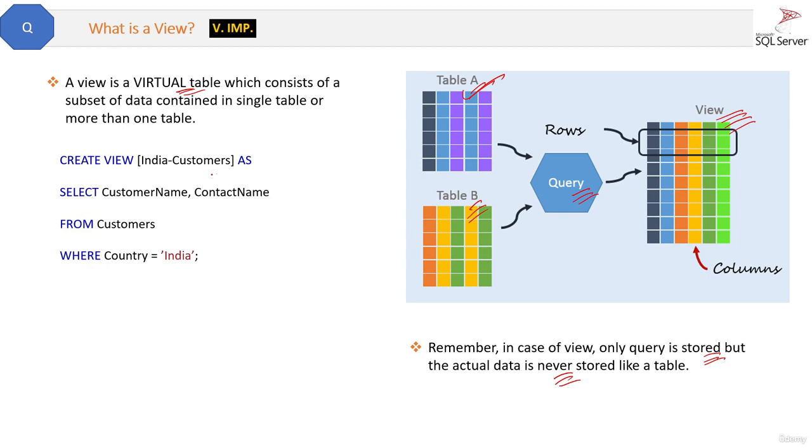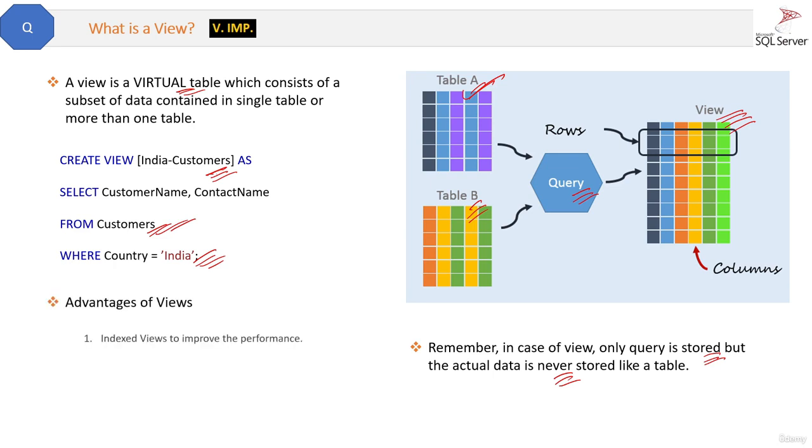Now this is how we can create a view on the customers table. The view India customers will only contain customers whose country is equal to India. Now the question is, views are not stored in memory like tables, then why use views? What are the advantages of views?